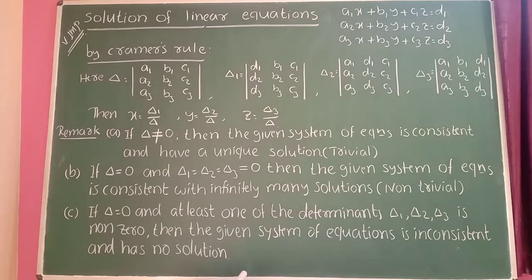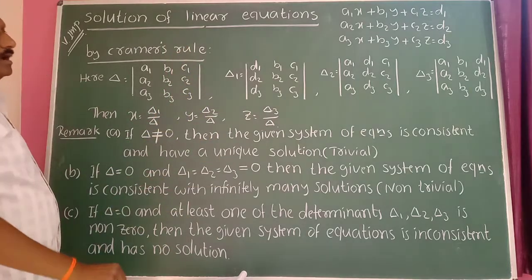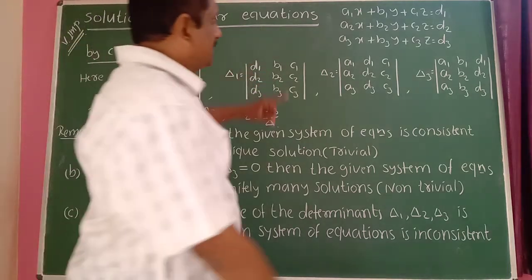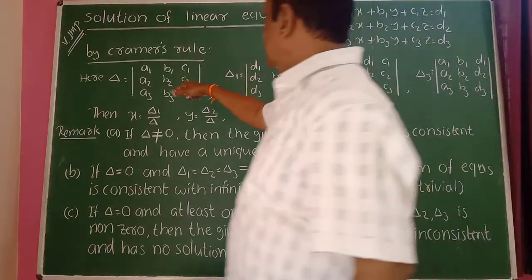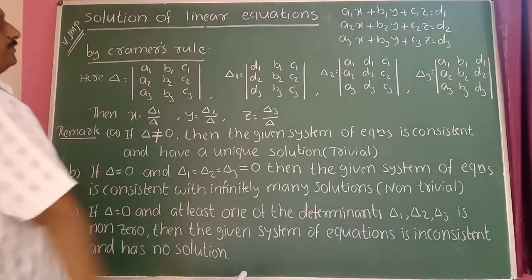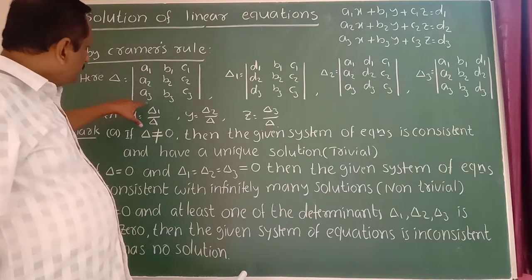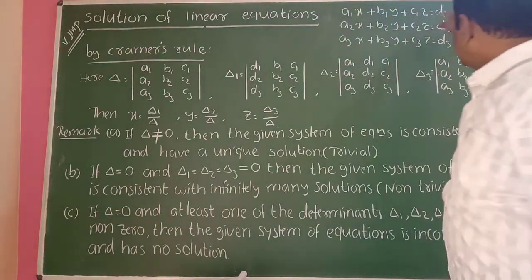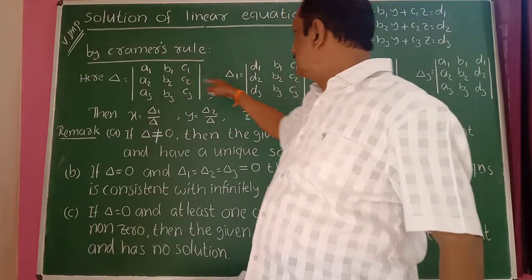So I am explaining the second method, that is the solution of linear equations using Cramer's rule. According to this rule, take delta. The determinant delta is equal to the coefficients A1, B1, C1, A2, B2, C2 and A3, B3, C3. Then delta 1 is obtained by replacing the first column by the elements d1, d2 and d3, and the other two columns are kept as they are.